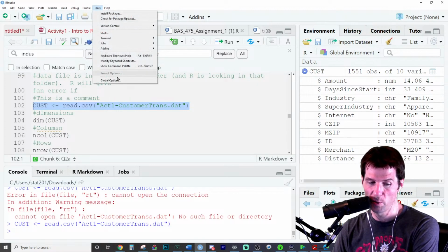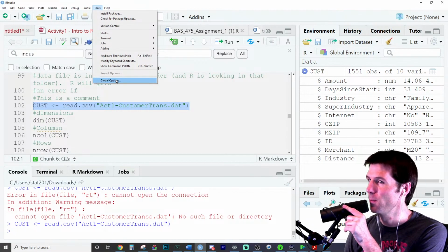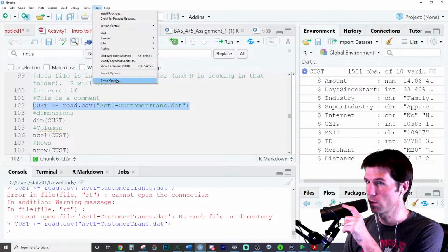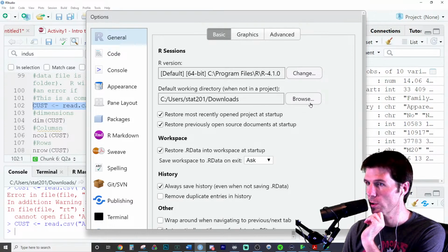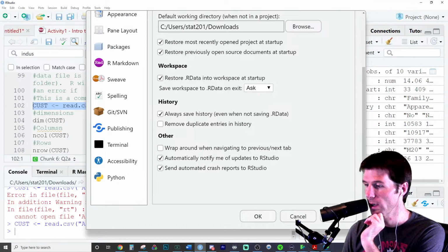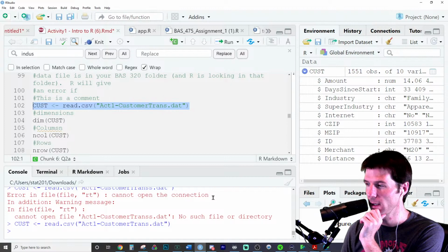And so now I want you to do this. Make sure your tools, global options. Hey, Mohammed, good to see you here. Go to tools, global options, and under global options make sure you have your 320 folder as your working directory. So make sure your 320 folder is your working directory, and then click apply, and then OK. How's everything looking right there? We might need to hop on a call with this.